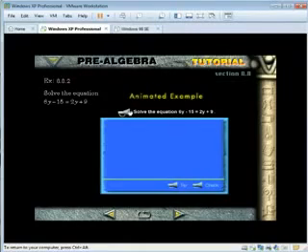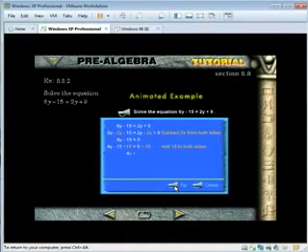Example 8.8.2. Solve the equation 6y minus 15 equals 2y plus 9. This equation doesn't contain fractions or parentheses, so start by getting terms with variables on one side and constants on the other.